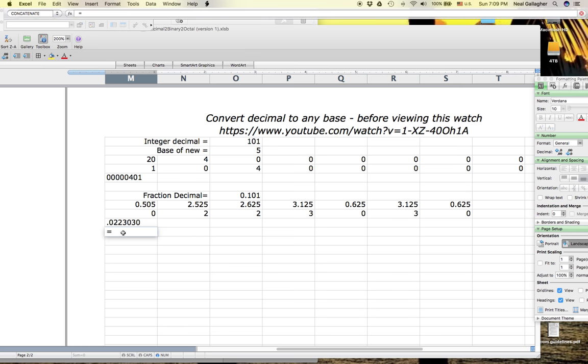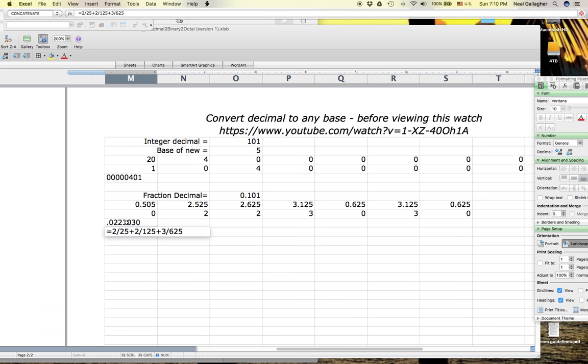So this is going to equal 2 divided by 25 plus 2 divided by 125 plus 3 divided by 625. I hope I'm doing this right.